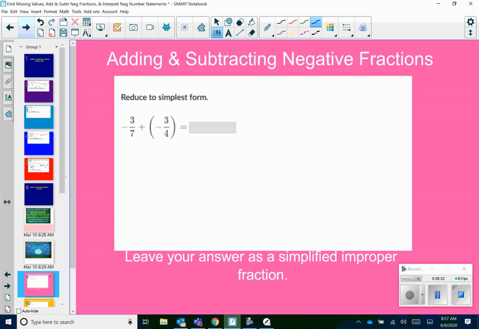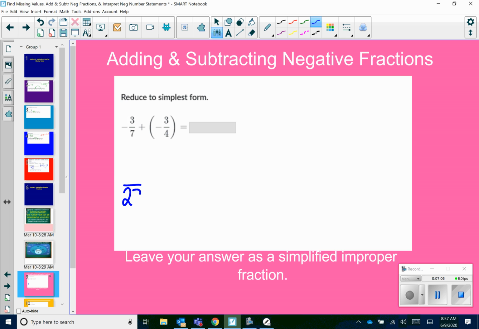Hopefully we remember from 5th and 6th grade that when we add and subtract fractions, we always have to find a common denominator. So here I have negative 3/7 plus negative 3/4. The first thing I'm going to do is find my common denominator. I'm going to start with my bigger number, which is 7, and go through my multiples. Clearly 4 doesn't go into 7. Next would be 14, which 4 doesn't go into. Then we've got 21, which doesn't work. 7 times 4 is 28. There we go. That's going to be your common denominator.